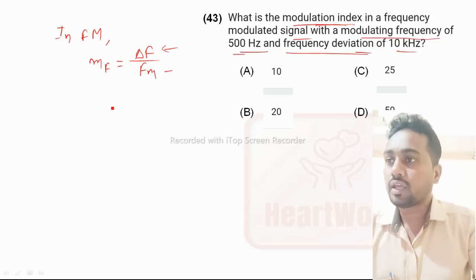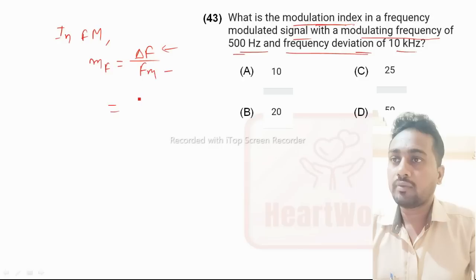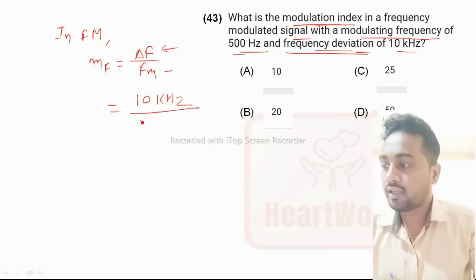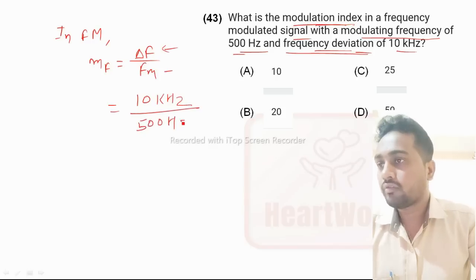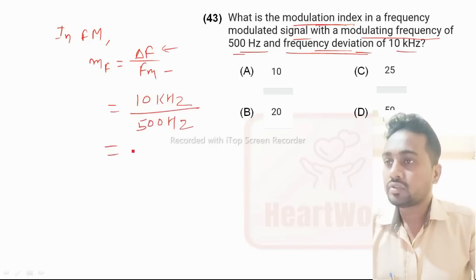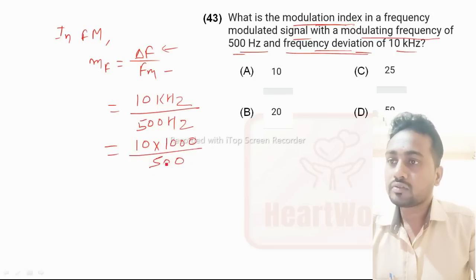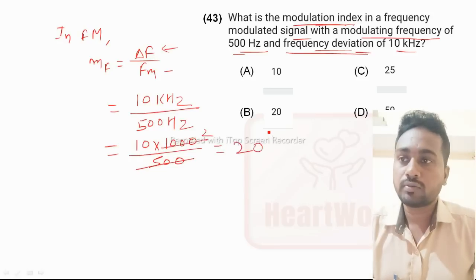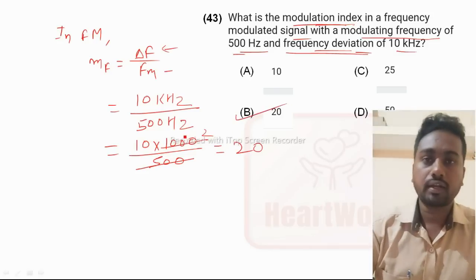Okay, so everything is given. Del f, that is, the frequency deviation, is 10 kilohertz, and fm is 500 hertz. Now we have to calculate. So we can write 10 kilohertz is 10000 divided by 500. So 2 times 10 is 20. So the modulation index is 20. Option B is the right answer.